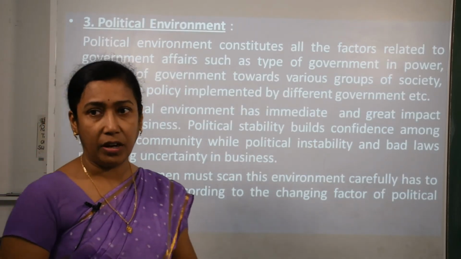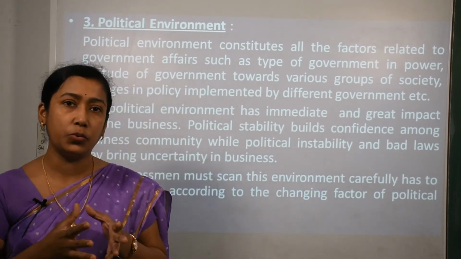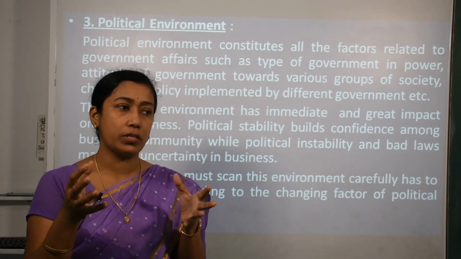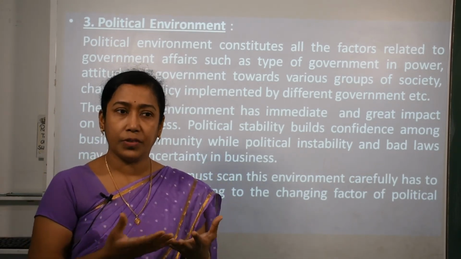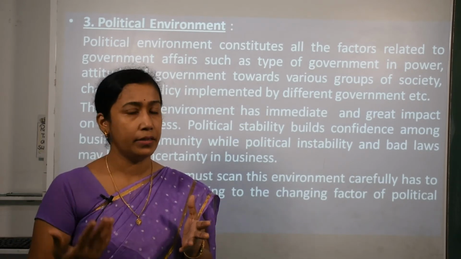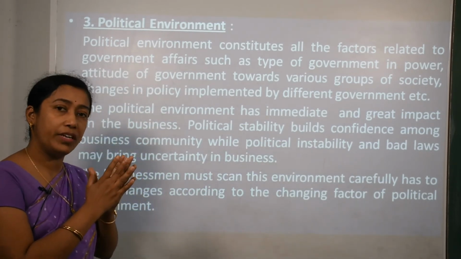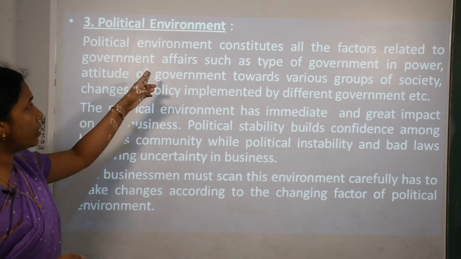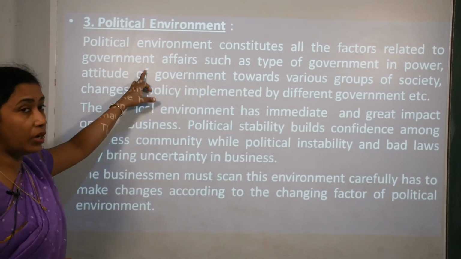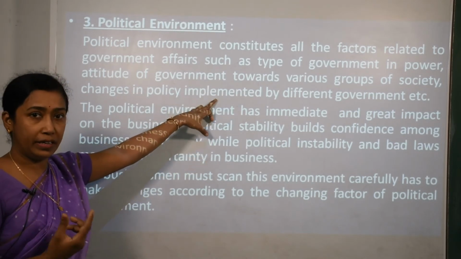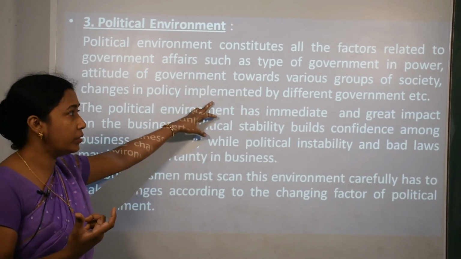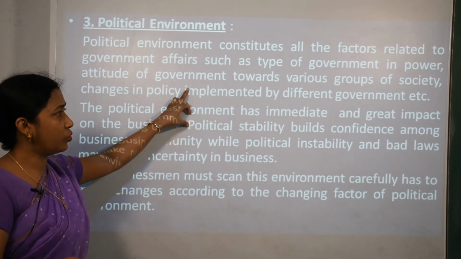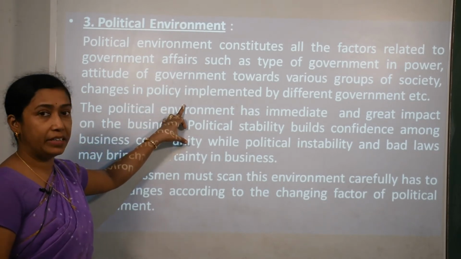Now the third is the political environment. When we say political environment, it is related to the administrative system, the kind of government, the political party which is running the whole government or making and framing policies, rules and regulations. So business transactions are very much affected by political parties or the government. The environment constitutes all the factors related to government affairs, such as the type of government in power, that means which kind of government is in power, the attitude of government towards various groups of society, and changes in policies implemented by different governments.